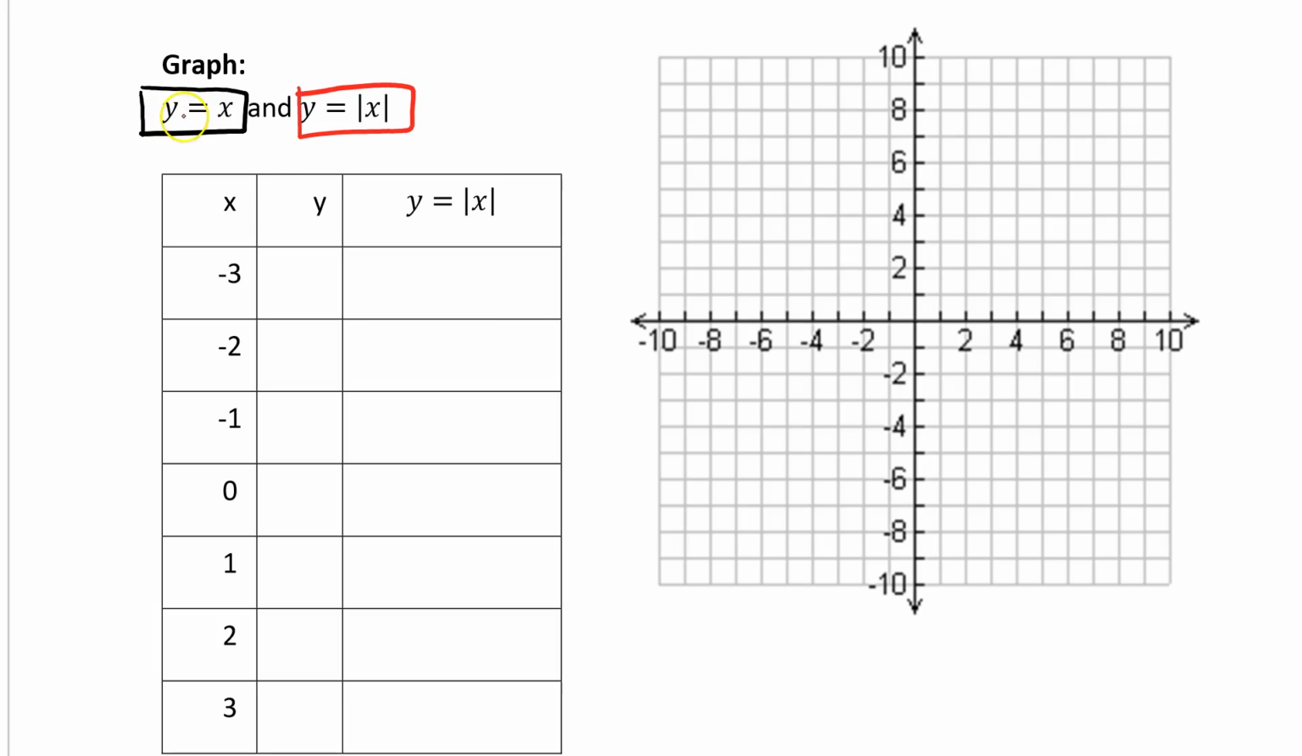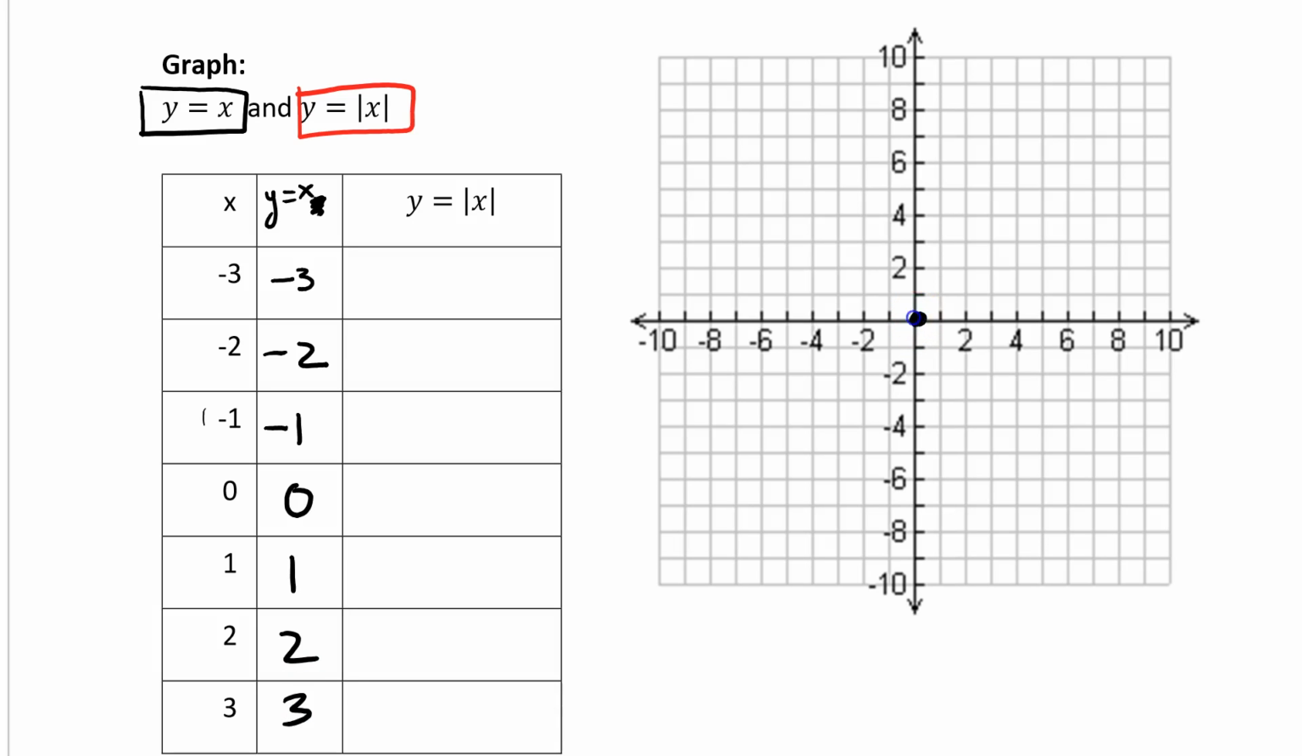So if I were to say y equals x. I'm going to change this a little bit. I'm going to say y equals x. That means that this would be negative 3. If I would substitute negative 2 in here, I would say y equals negative 2. Substitute negative 1 in here, y equals negative 1, 0, and so on. 1, 2, 3. So if I were to graph this thing, it becomes a line.